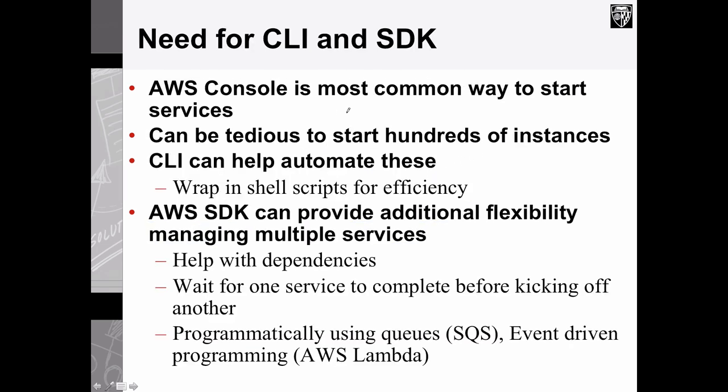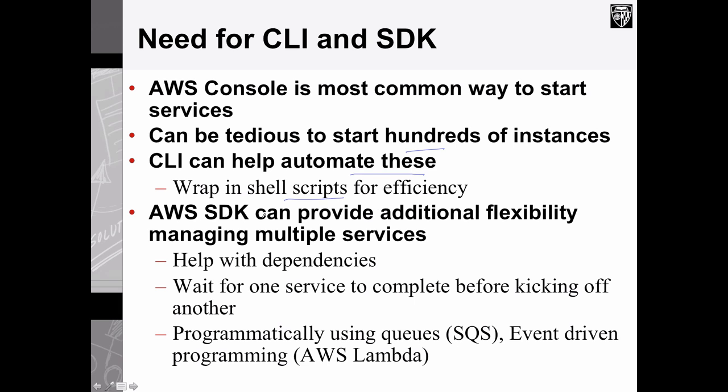So AWS console is the most common way, like we've seen all this time, to start our services. But when you want to start hundreds of instances, it becomes very tedious because you have to click. You have to say, choose this option, choose that option. It becomes very cumbersome when you're talking about starting hundreds of instances or hundreds of services at the same time. The CLIs can help us automate these steps so that they can be wrapped in shell scripts, or they can be run on a command line very quickly and efficiently.